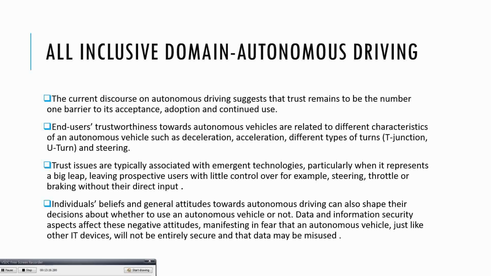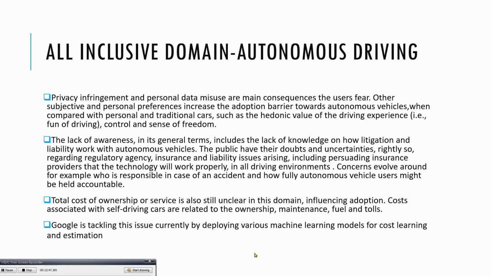Individual belief and general attitude toward autonomous driving can also shape their decision about whether to use an autonomous vehicle or not. Data and information security aspects affect these negative attitudes, manifesting in fear that an autonomous vehicle, just like other IoT devices, will not be entirely secure and that data may be misused. Infringement and personal data misuse are the main consequences of the user fear.